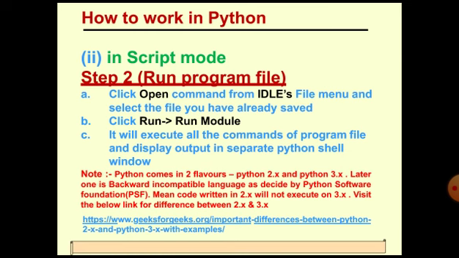Now the second step is to run your program file. How do you run the program file? You click on IDLE again, click the Open command from the IDLE File menu, and then select the file which you have already saved. After you open the file, on the editor window there is an option given there, Run. Go to the Run menu, click on that, and you will get the option Run Module. If you select the option Run Module, what will happen? It will execute all the commands which we have given in your program file, and the output will display separately in the Python shell window. The Python shell window is separate, as we have seen in the interactive mode.